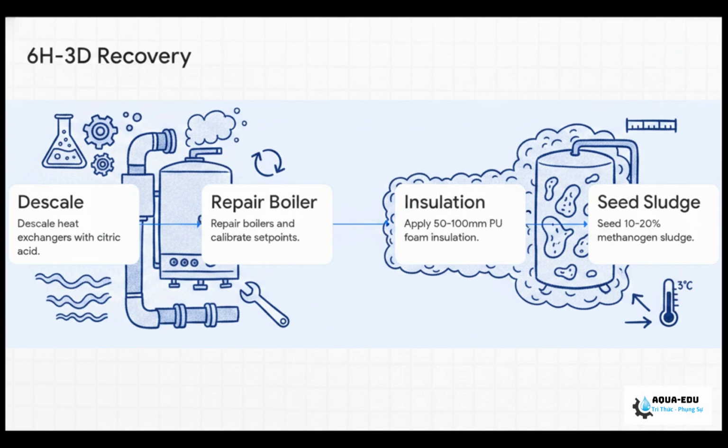Once you finally get the temperature stabilized back at 35 degrees, then, and only then, you can safely seed the tank with 10 to 20% fresh methanogen sludge to help rebuild that community.